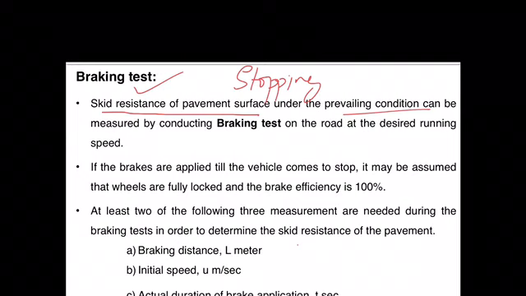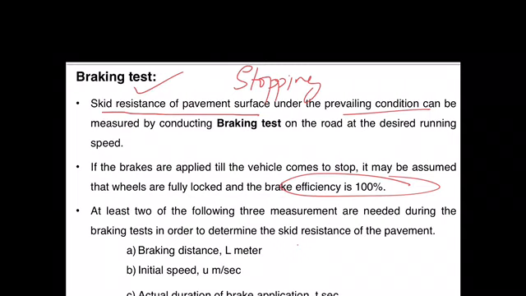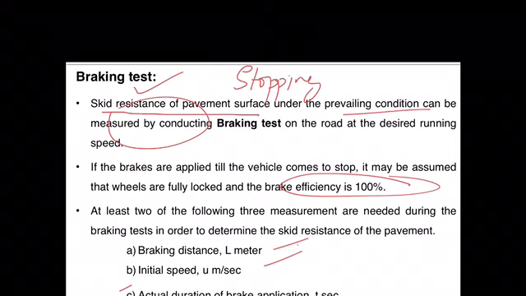One point to keep in mind: whenever you apply a brake, if the vehicle wheels are completely locked and it comes to a stop immediately, then the brake efficiency is 100%. If you want to measure the skid resistance of the pavement surface, you should know certain parameters. First, after application of the brake, the distance the vehicle has moved before it comes to a stop. That is your braking distance. We will represent it with the letter L, measured in meters.